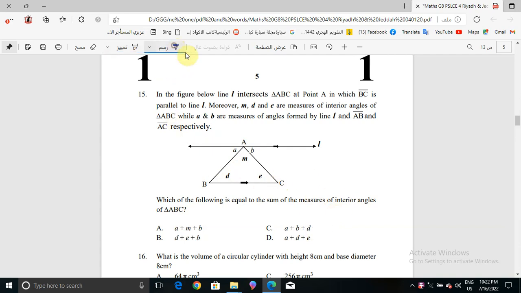Of course, here we have A, B, and M, right? So together we make the sum, so that means A plus M plus B. So the answer for question number 15 will be choice A, which is A plus M plus B.